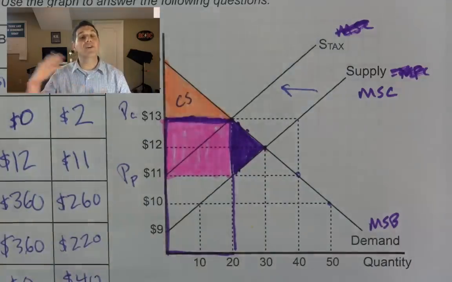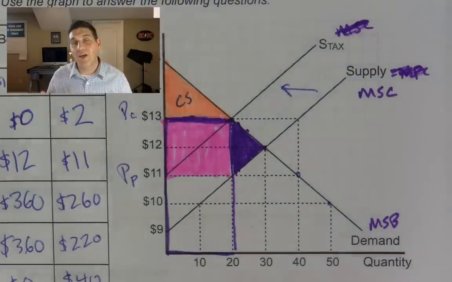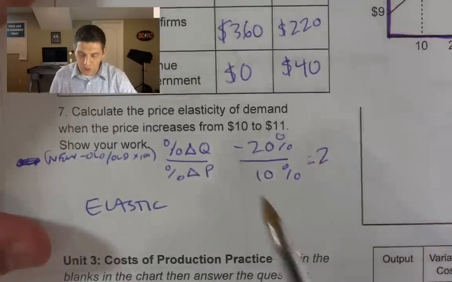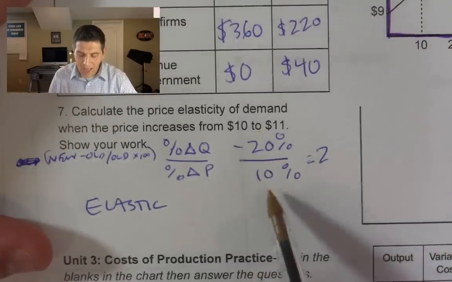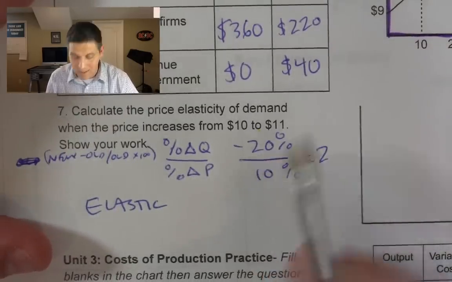Again, if the number is greater than 1, then the demand or supply is elastic. If it's less than 1, it's inelastic. If it's 1, it's unit elastic. Okay, so for example, if you did this calculation and price fell 20% and quantity increased by 20%, that would pop out at 1.